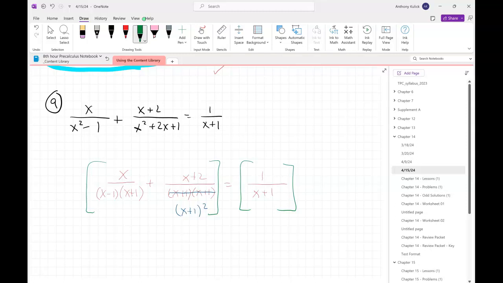Well, let's start with this. How many distinct factors do I see in my denominators? I see 2 distinct factors, right? I see x minus 1s and I see x plus 1s. 2 distinct factors. So I know each of those two factors must occur in my least common multiple.